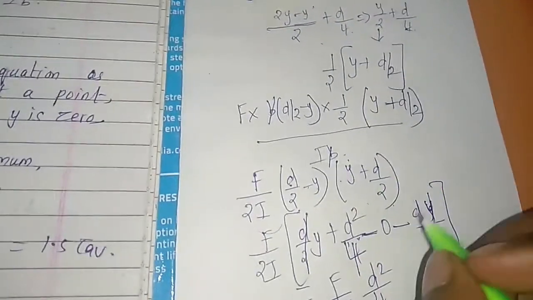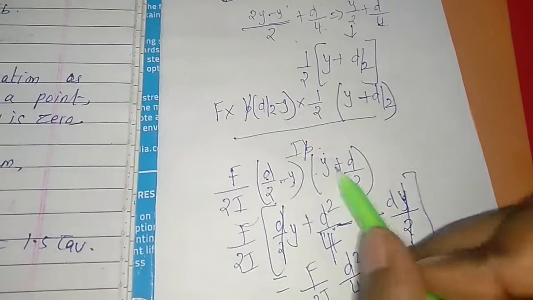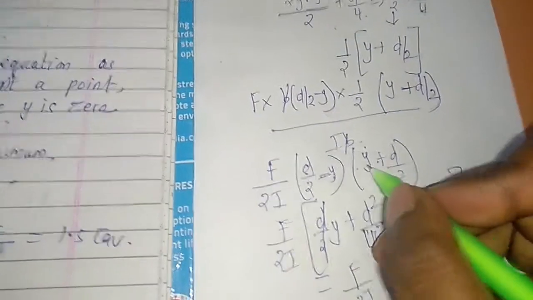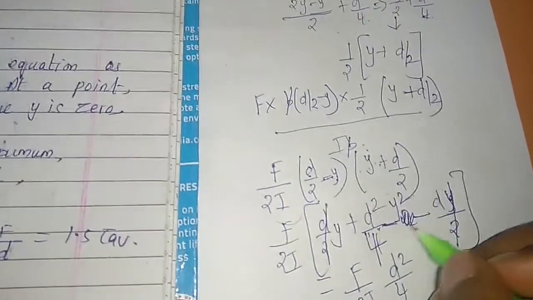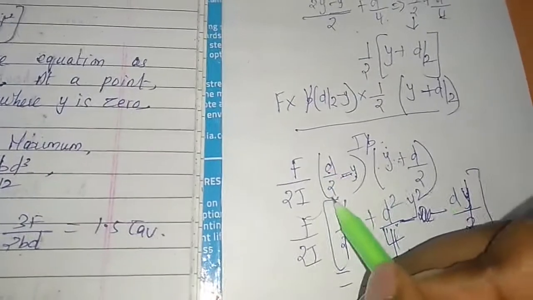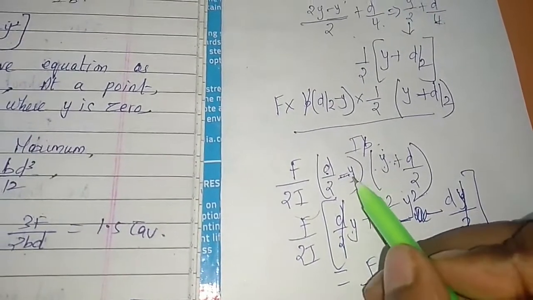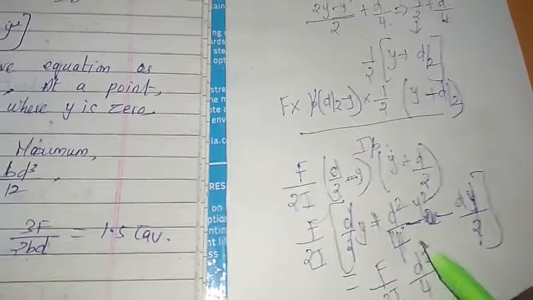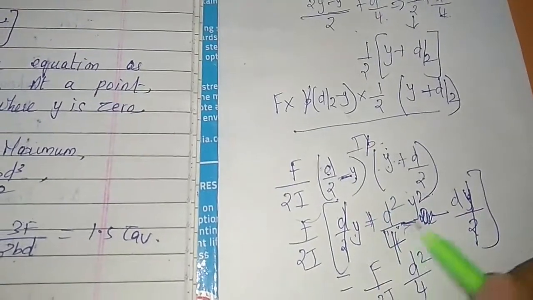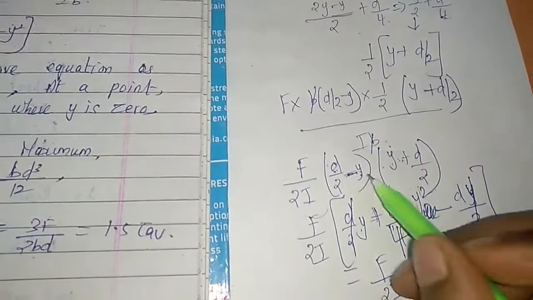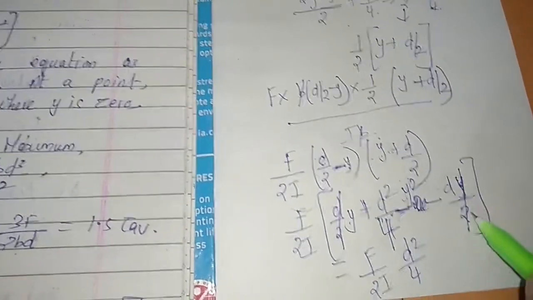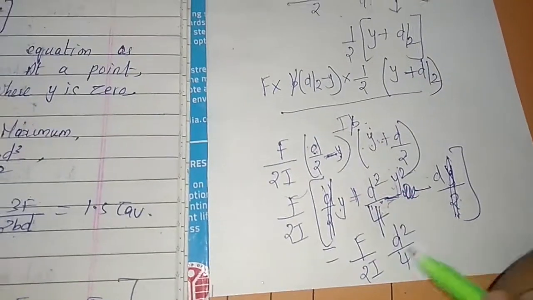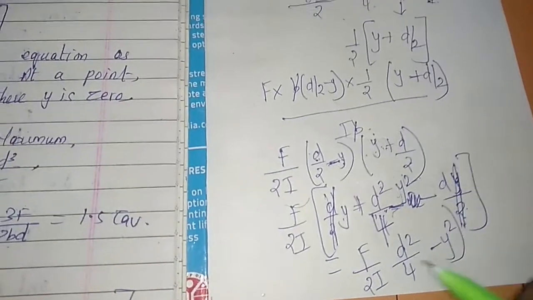minus this one is what? Minus y into y is y square. See, minus y into y is y square. I will explain you again. d by 2 into y, d by 2y, plus d by 2 into d by 2, d square by 4, then minus of y into y is y square, minus of y into d by 2 is minus dy by 2. So this dy by 2 and dy by 2 will cancel. So d square by 4 minus y square.